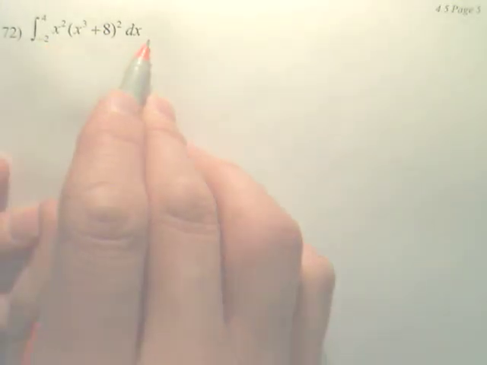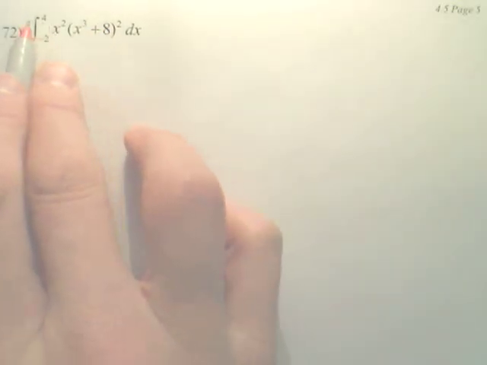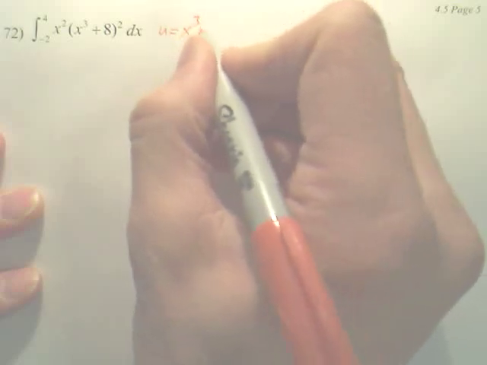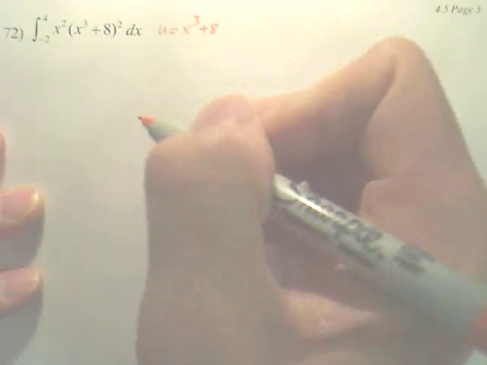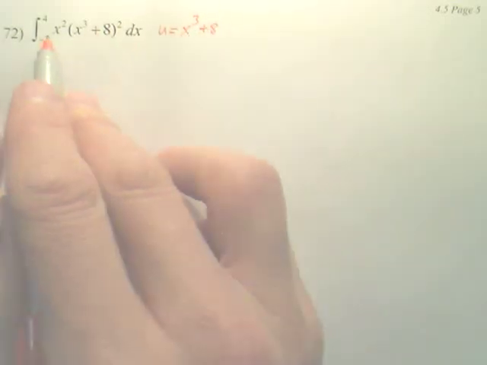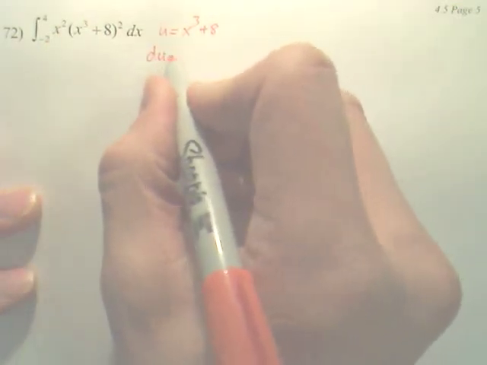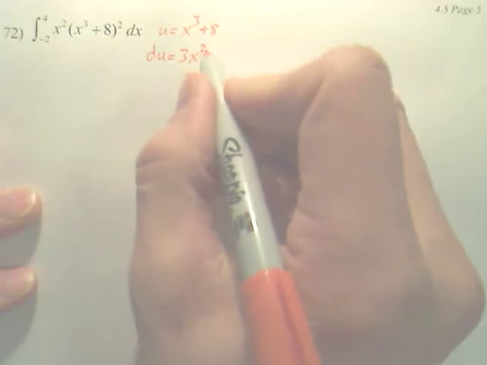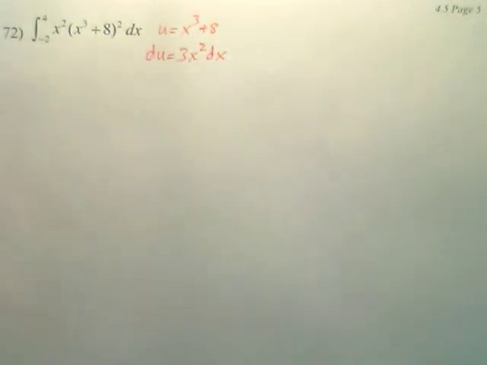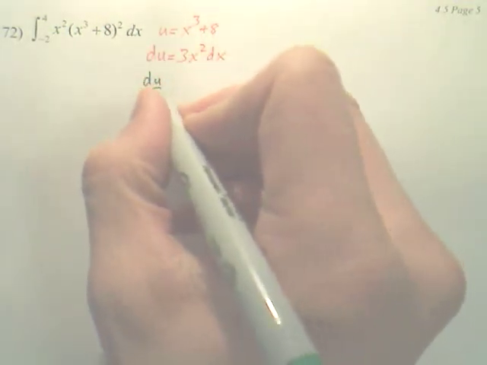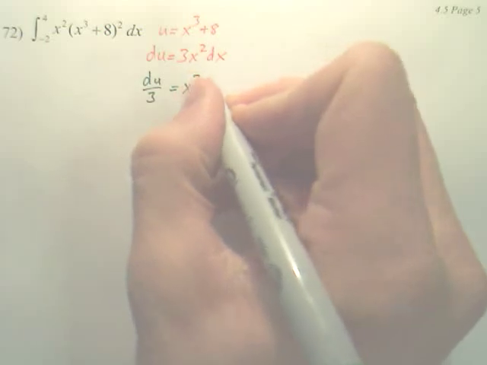Alright, this is a definite integral, so we're going to integrate it and then plug in the limits. First thing, you should notice u is probably x cubed plus 8, and when you derive that, you're going to get the x squared. So you get du equals 3x squared dx, and that ends up being du over 3 equals x squared dx.